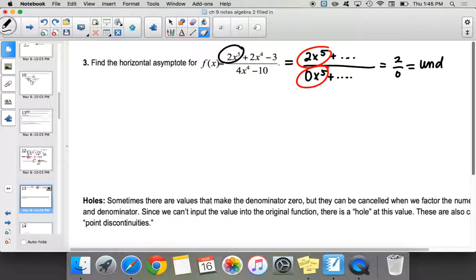Do you guys like that? All right, so it's undefined. What do you think that means about a horizontal asymptote? There isn't one, so we write no horizontal asymptote.